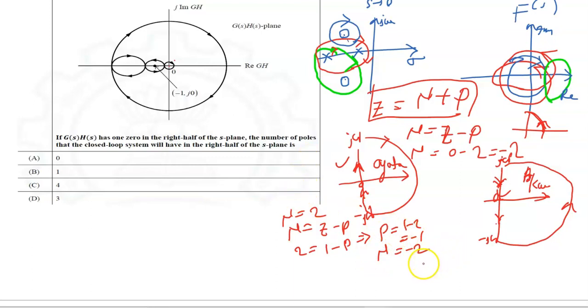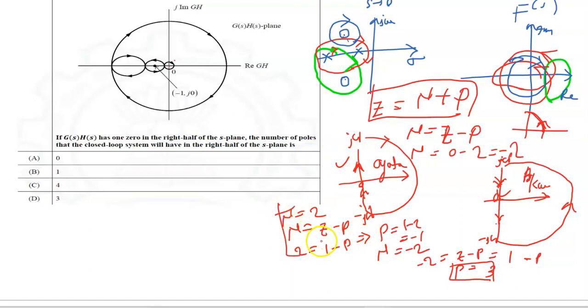So N equals Z minus P. So minus 2 equals Z minus P. Z is 1, minus P, so P will be 3. What is this P? That is the number of poles of GSHS in the right half S plane. One part of the question is complete.